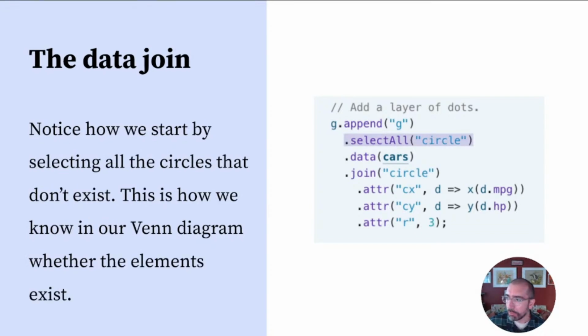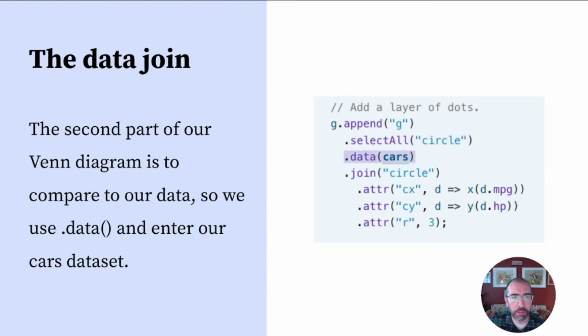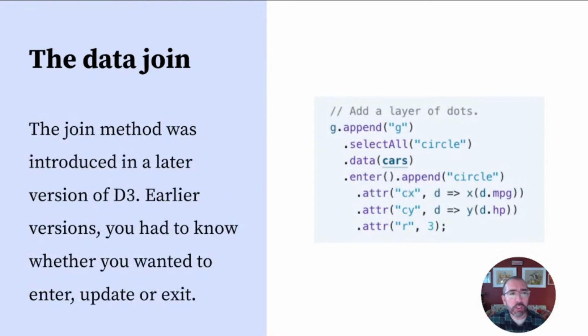So let's actually walk through all this: the select all, the data, and the join. Just good to note too, for older versions of D3, you'd actually had to specify if you're going to do an enter or an exit or an update. There wasn't a join function; that was added in a later version of D3. So in some older versions, you might see it written this way, where they specifically say, all right, I want to enter and append a circle. So I know it's an enter situation, so add a circle for me.